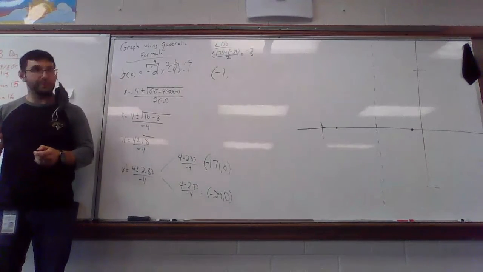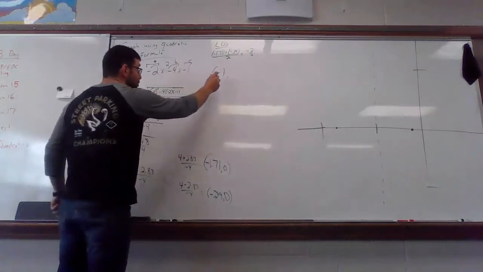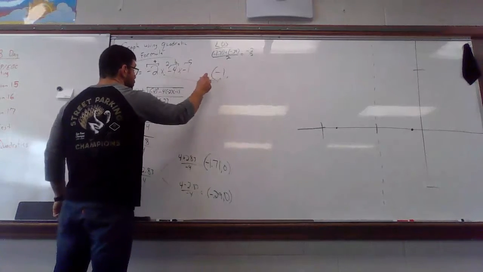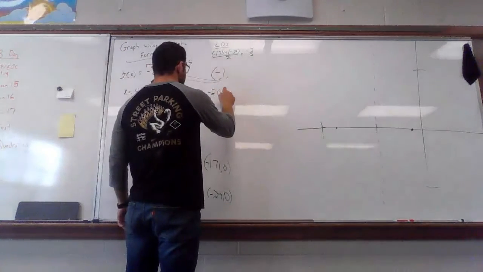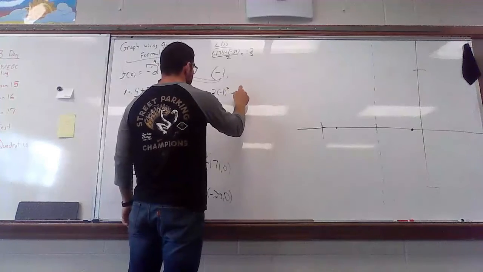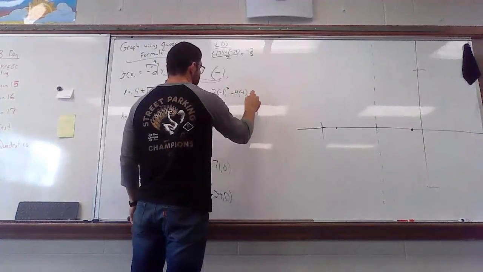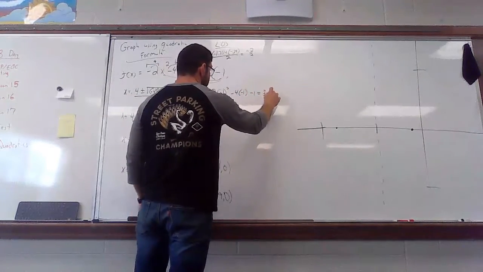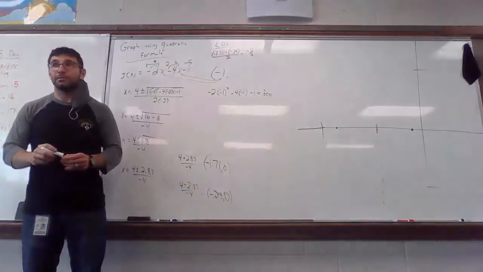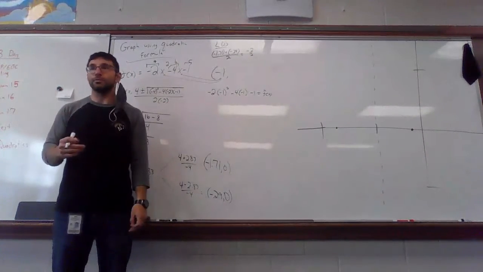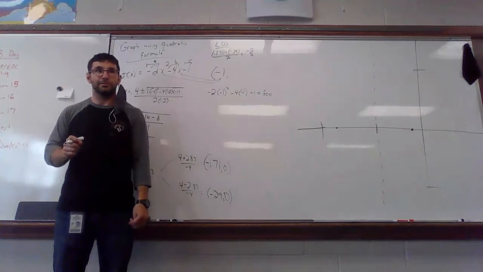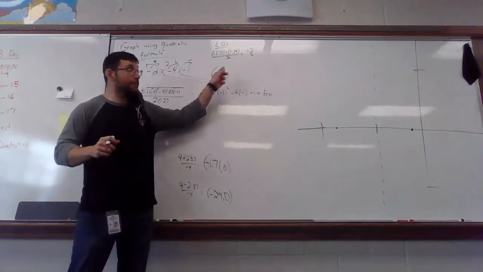There. Into my x's. So this negative 1 goes here. So now I've got negative 2 times negative 1 squared minus 4 times negative 1 minus 1 equals f of x. What does that really equal? Because f of x is really just a placeholder. What is that f of x? Y. We're solving for the y.